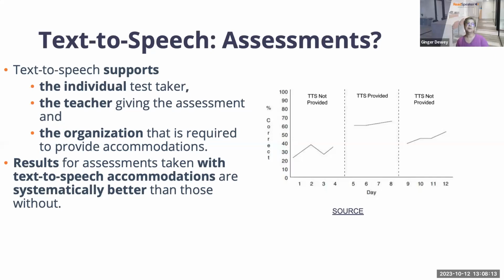On days 5 through 8, they had text to speech, and it ranges between 60 and about 70-75%, somewhere in that neighborhood, when they had that text to speech. And then they took it away for days 9 through 12, and you can see the highest reached was about 60%. So that shows you, just by having the text to speech in assessments, it really improved the information.